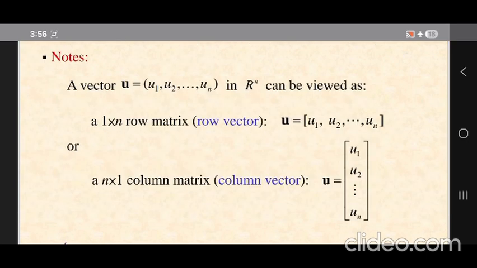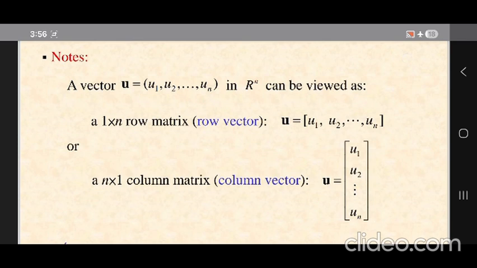Note, a vector u equal to (u1, u2, ..., un) in R^n can be a 1 by n row matrix. Row matrices are row vectors. Then u equals (u1, u2, ..., un). Only one row is given, and this is called the row vector.